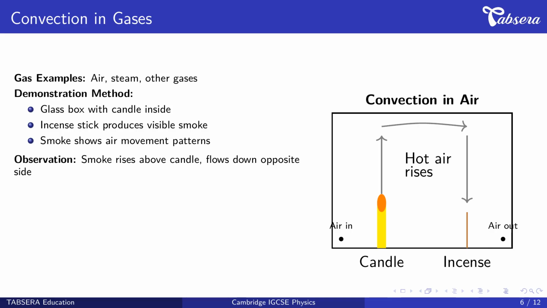This creates the same circular pattern we saw in liquids. The diagram shows hot air rising from the candle flame, flowing across the top, then sinking down the far side. Air enters through holes at the bottom to complete the circulation. This demonstrates that convection currents form in gases just as they do in liquids.